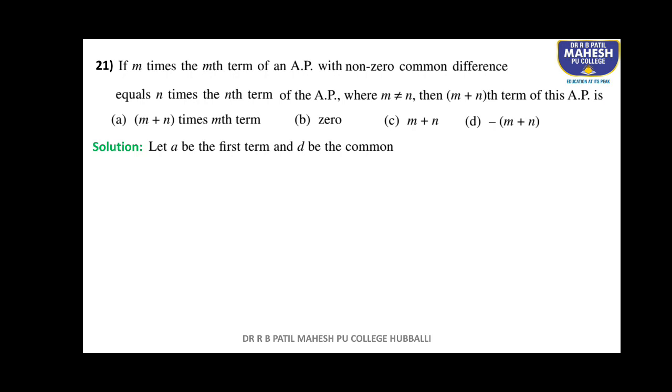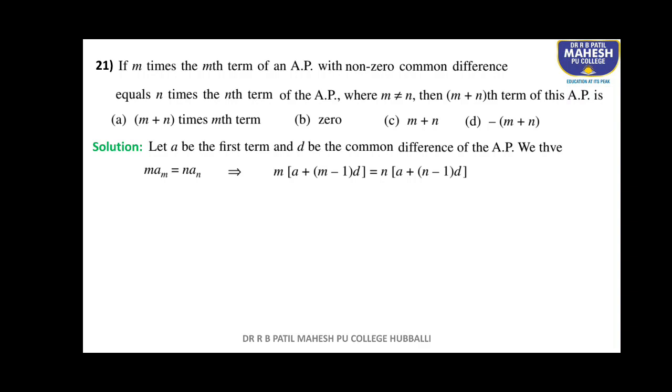Let a be the first term and d be the common difference of the AP. We have m into a_m equals n into a_n as the given data, because m times the mth term of the AP is equal to n times the nth term of the AP. So let us write this as m into (a plus (m minus 1) into d) equals n into (a plus (n minus 1) into d), by using the formula of the nth term.